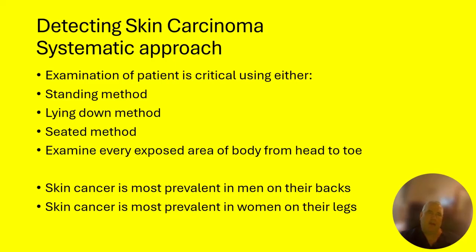Basically, you're doing an examination of the patient, and you can either use a standing method where you look at their body from head to toe, or a lying down method, or a seated method. The main thing is that you examine everything, every area of the body from head to toe, between the toes, into the hair, look at the scalp. You want to verify that you're not missing anything.